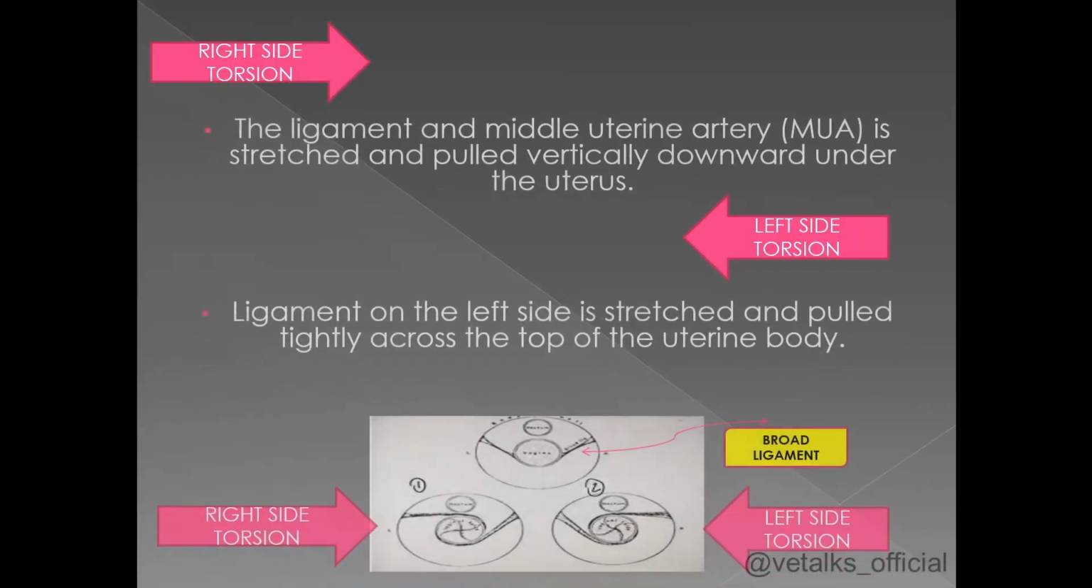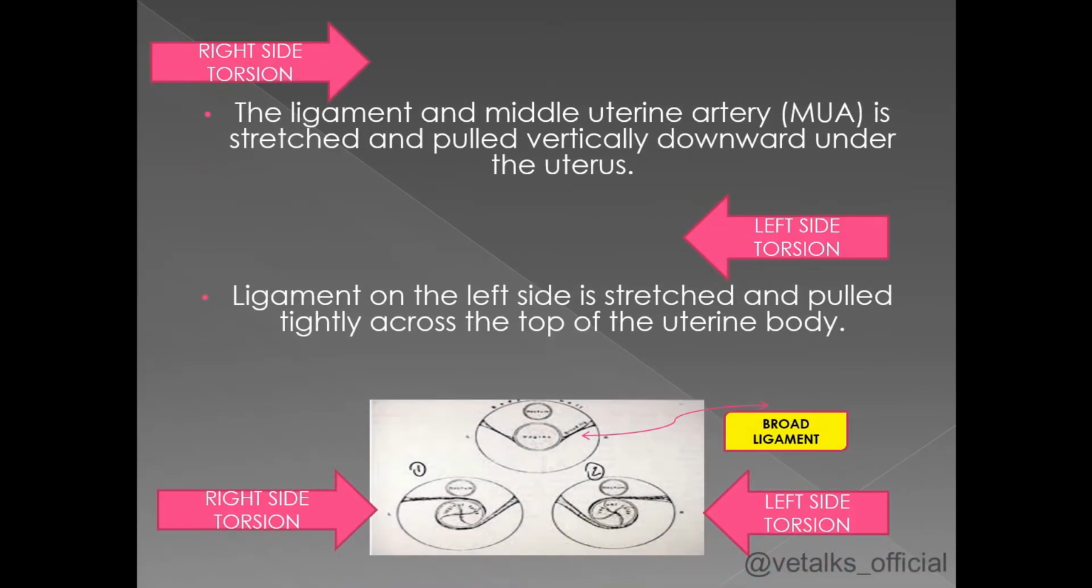So now, as you can see in the picture, in the right side torsion, the ligament and the middle uterine artery are stretched and pulled vertically downwards under the uterus. Whereas, if it is stretched and pulled tightly across the top of the uterine body, as in picture number 2, it is called the left side torsion. Right side torsion is more common than the left side torsion.